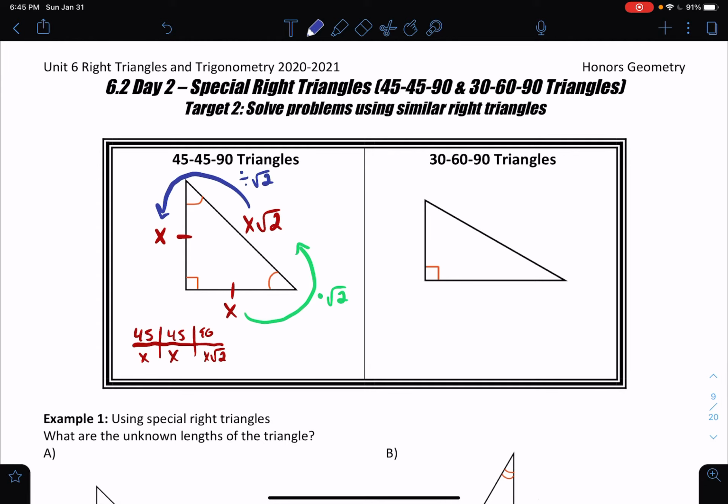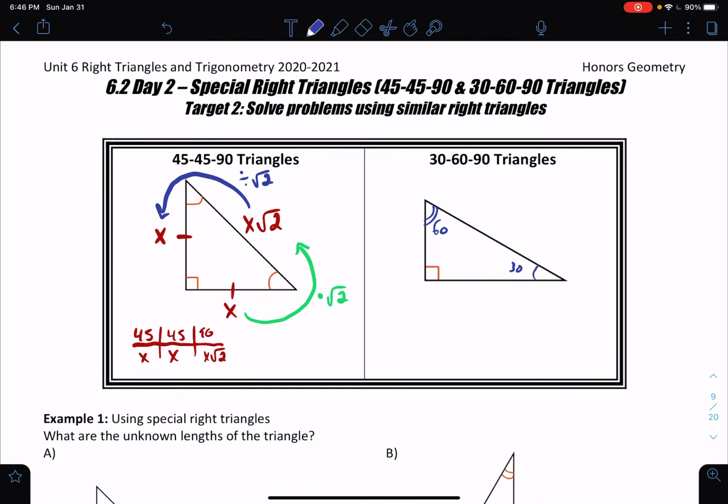Okay? And the other type of triangle is a 30-60-90 triangle. Now, the 30-degree angle is going to be opposite the short side. The 60-degree angle is going to be opposite the medium side. And then the 90 is obviously going to be opposite the long side, which is the hypotenuse.